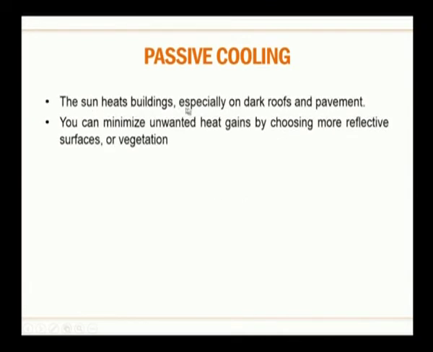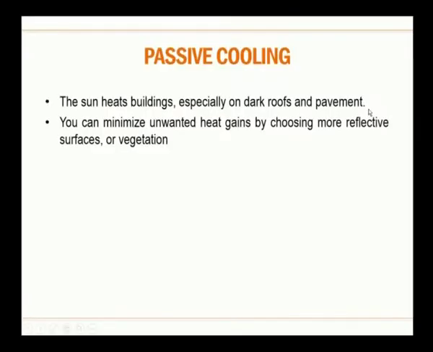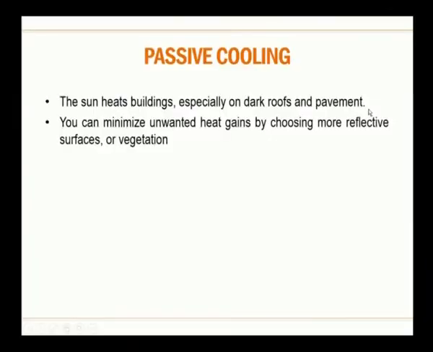The sun heats buildings, especially dark roofs and pavement. So when you want to adopt passive cooling, your building will be located in a tropical region or wherever the sun is very high. When the sun is very high, the incident solar radiation falling on a horizontal surface such as a roof is very high. So the roof material should not be dark in color, and it is encouraged to use reflective surfaces to reflect back the incident solar radiation. You can minimize unwanted heat gain by choosing more reflective surfaces or vegetation.